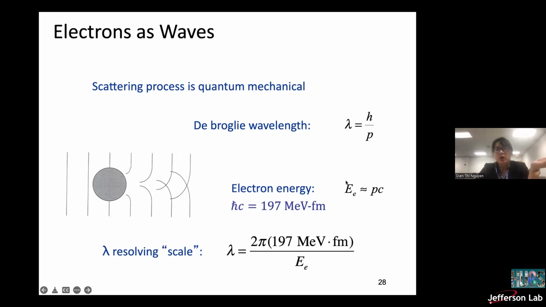With high momentum, we're using a different type of unit, the natural unit. From the energy of the electron, we convert to this unit, and you will be able to calculate the wavelength of the electron. This wavelength is a resolving scale.